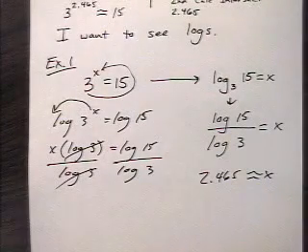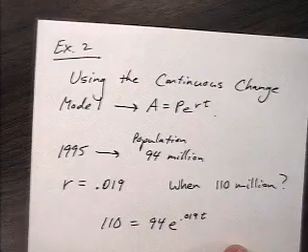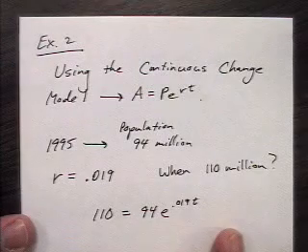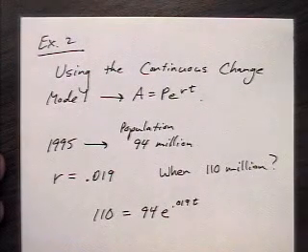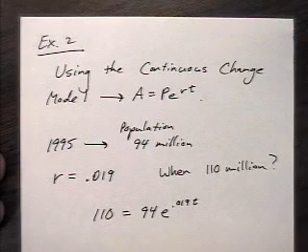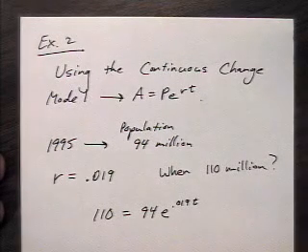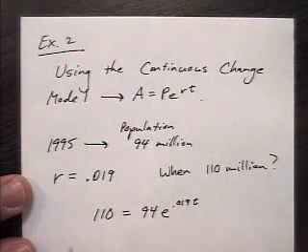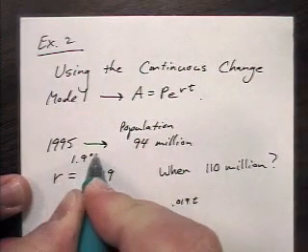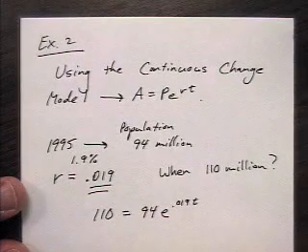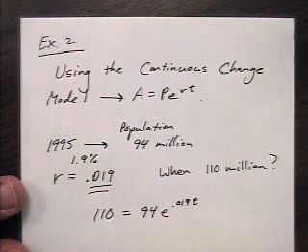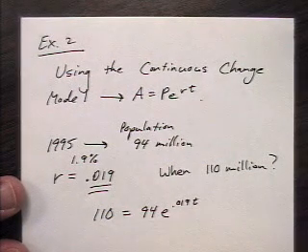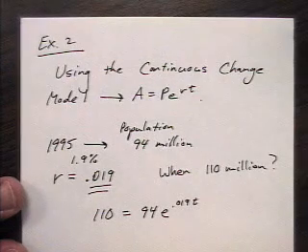Okay, example 2, using the continuous change model. That's the Pert formula. In 1995, they measured the population of Mexico at 94 million people. The rate of growth they said was 1.9%. That translates into an r value for our formula of 0.019, because you have to change it to a decimal. The question is, when will it reach 110 million?